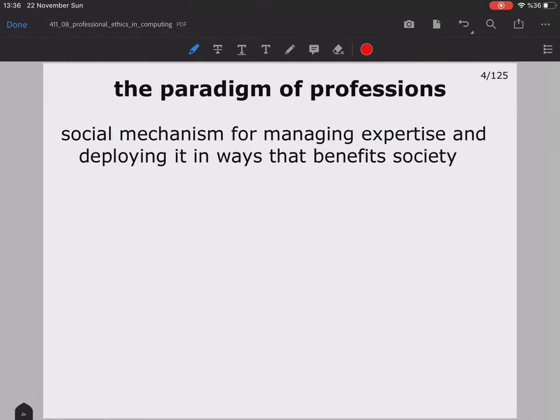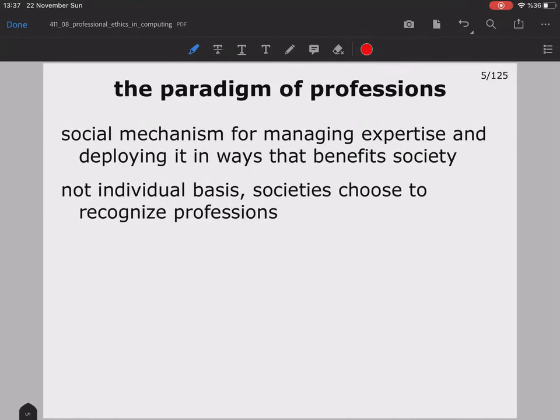So when we take a look at the paradigm of professions, we can talk about a social mechanism for managing expertise and deploying it in ways in which it benefits the society. That's what we call a profession. That's the idea about the professions. And you cannot declare or propose that a profession is a profession.